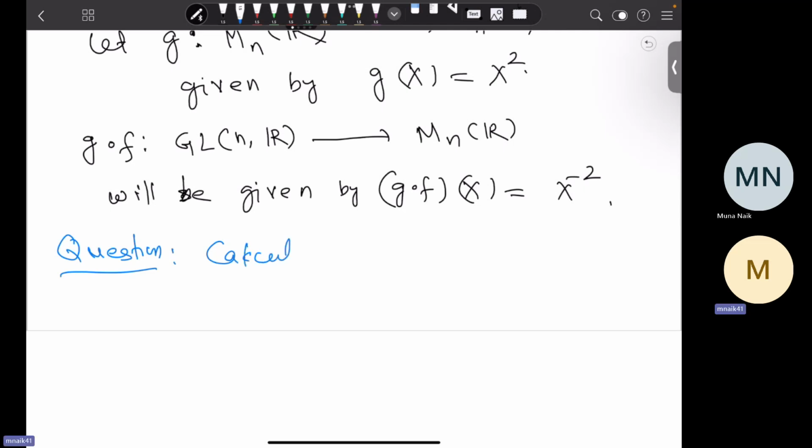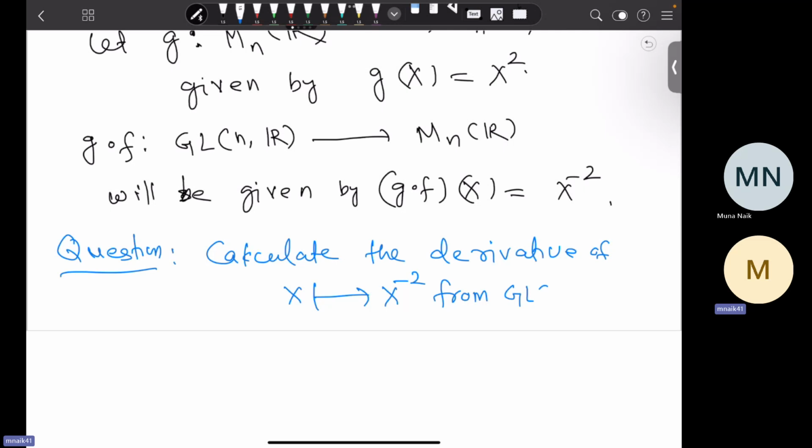So calculate the derivative of G composition of f, the derivative of the map x going to x to the power minus 2, from GL_n(R) to M_n(R). This is my question.